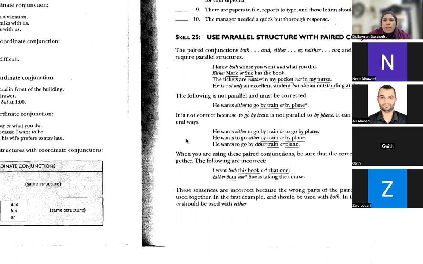We want to move on to the next section here. All right? It is not correct because to go by train is not parallel. ما تعملوا هذا الخطأ. ما في توازي بين هذا الstructure وهذا الstructure. Okay? It's not parallel by plane. It can be corrected in several ways. طبعا في عدة طرق تشوفوا كيف ممكن يصلحوها. أنا أعطيتكم طريقتين وفي عندهم الطريقة الثالثة. شوفوها الطريقة الثالثة. He wants either to go by train or to go.